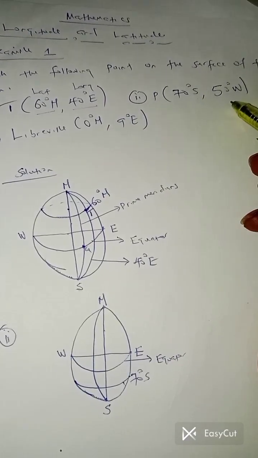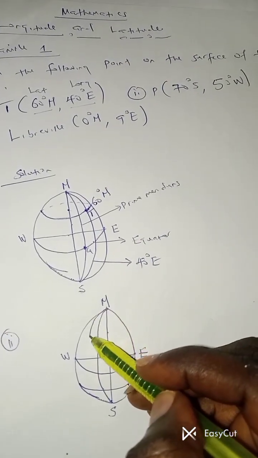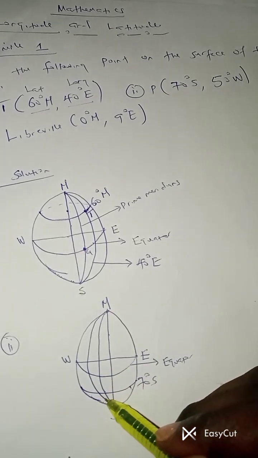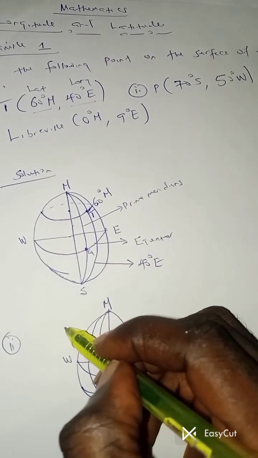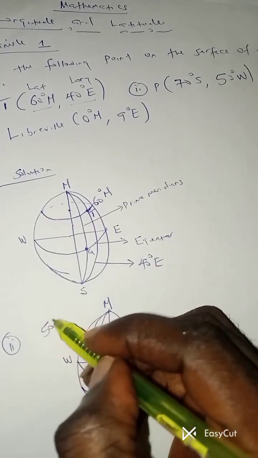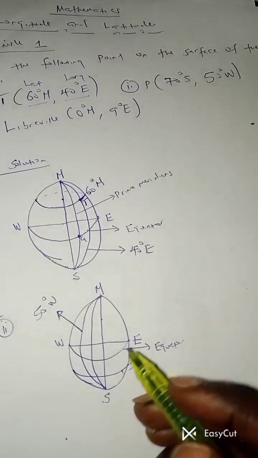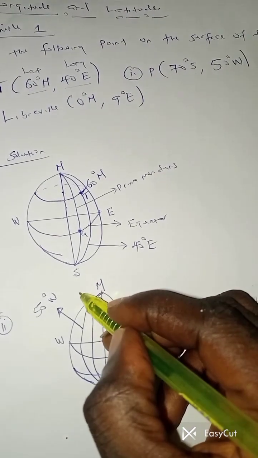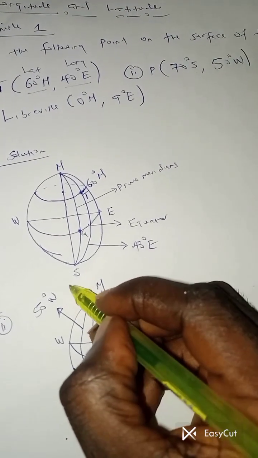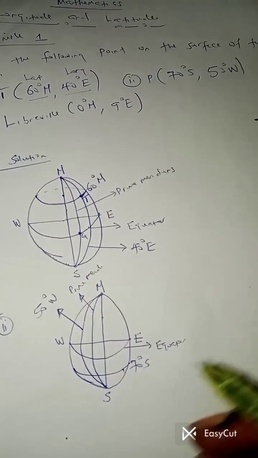Then 50° west, my west will be at the left hand side here. That's 50° west. I'll call this place 50° west. So now what we have here, remember these are my prime meridians, or we can also call it the Greenwich meridian. Either way you call it is fine.